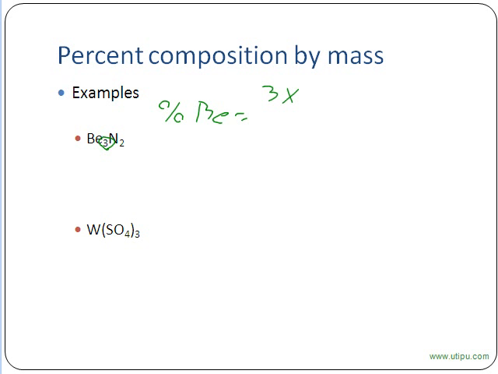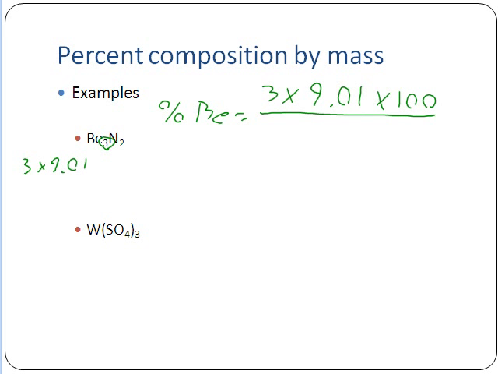So once again, get out your periodic table. And beryllium has a mass of 9.01. So 9.01, then times 100 to get into percents. All this divided by the molecular mass of the whole thing. Well, we haven't figured that out yet, so let's do that here. So 3 times the atomic mass of Be, which is 9.01, and then we're going to add that to the number of nitrogen, so that's 2.